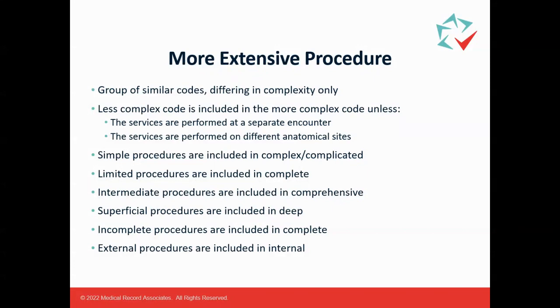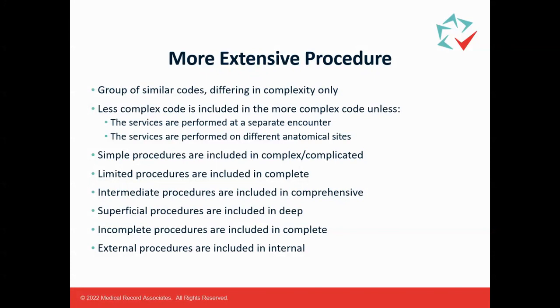So simple procedures are included in complex or complicated procedures. So when a CPT code descriptor says simple, and then there's another code that says complex and/or complicated, the simple is always included in the complex. Limited procedures are included in a complete. So if your descriptor says limited, then there's generally another code that will say complete. Intermediate procedures are included in comprehensive procedures. Superficial procedures are included in deep procedures. Incomplete procedures are included in complete. External procedures are included in internal.